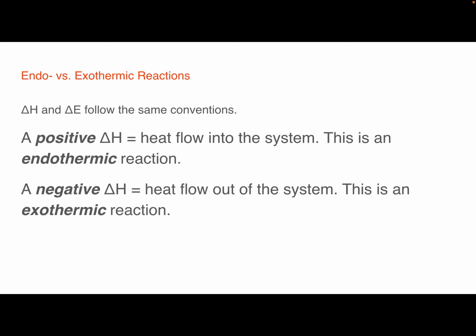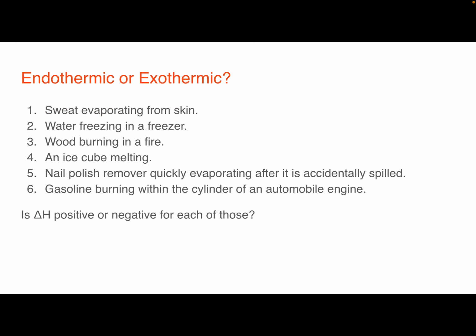A positive change in enthalpy means heat is flowing into the system. We call it endothermic. So if something is cold to the touch, it's endothermic. A negative enthalpy change is heat flowing out of the system. That would be exothermic. That would be hot to the touch. So sweat evaporating from skin, sweat is absorbing heat, so that's endothermic. Water freezing in a freezer, that's water giving up its heat to become colder, so that's exothermic.